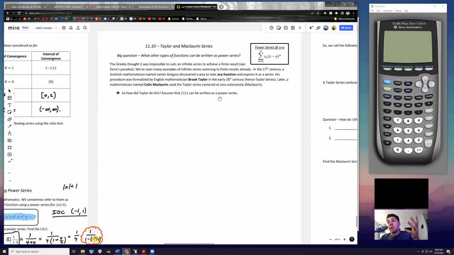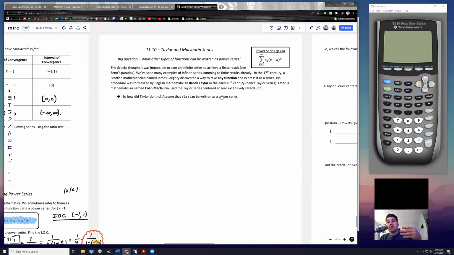Now, he didn't actually publish his findings because he thought he was just rediscovering Sir Isaac Newton's. Newton did a lot of math regarding planetary motion. Actually, Newton knew about power series to some degree, but they never really formalized that. They never published these ideas.